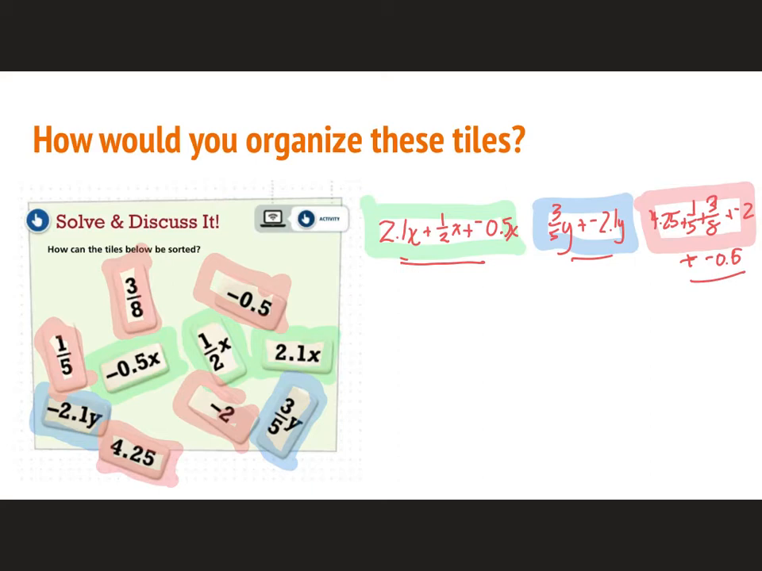And by sorting them this way, what we're doing is finding the things that have the same variable or no variable at all. So terms or items that have the same variable are called like terms. Like meaning alike, the same, similar. And then term meaning that it has a variable involved.